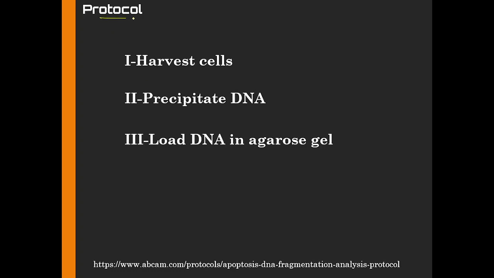Now if someone has to perform this experiment, how can he or she do it? So this is the protocol. It essentially consists of 3 steps. Number 1 is to harvest the cells, second is to precipitate the DNA, and the third one is to load the DNA in an agarose gel. By the way, I have taken this just from the Abcam protocols. I will share this link with you as well.